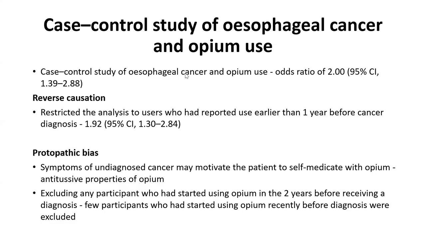Yes, ma'am. The subtle difference is in reverse causation, the disease has already occurred and then the person has been exposed. And in protopathic bias, we are saying the diagnosis has not happened. It is just the symptoms which have led to the exposure. And now when we are doing case control, we are saying that exposure has led to the disease, which is a bias.